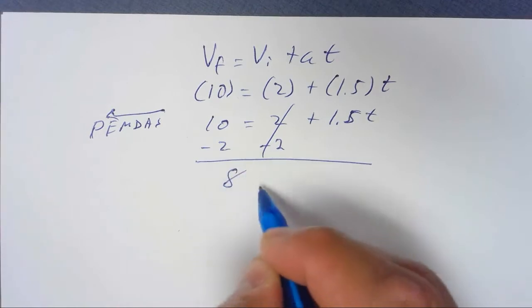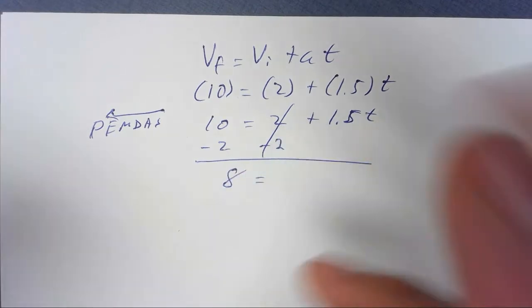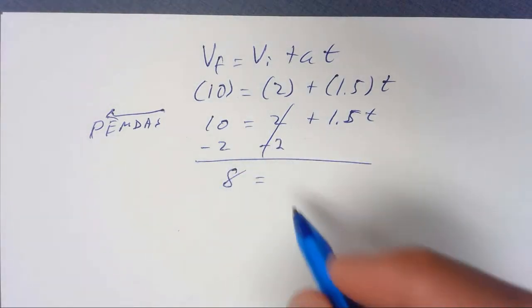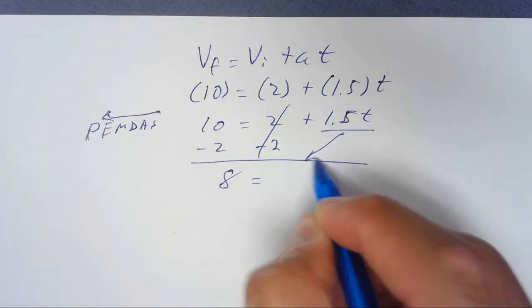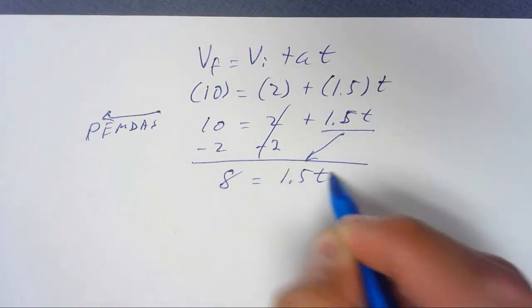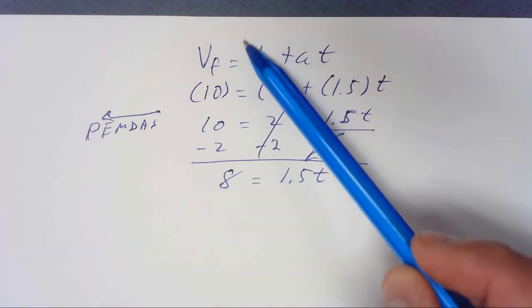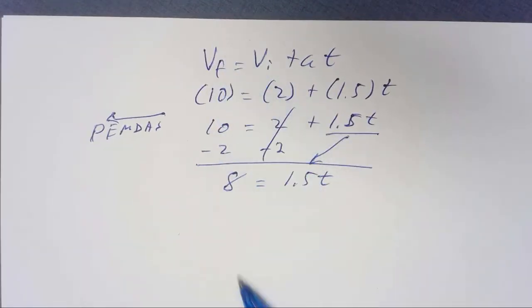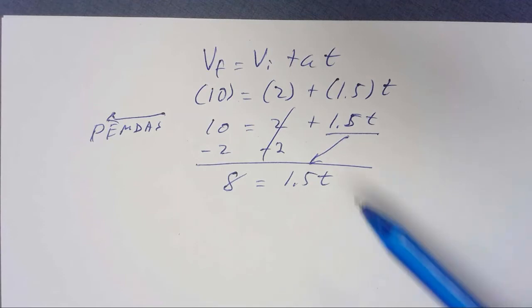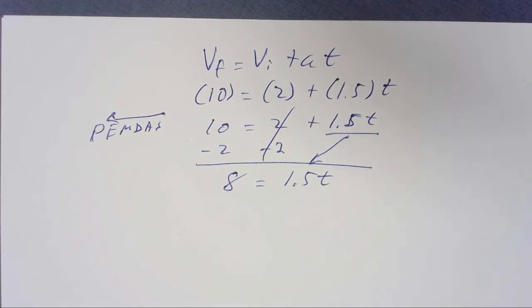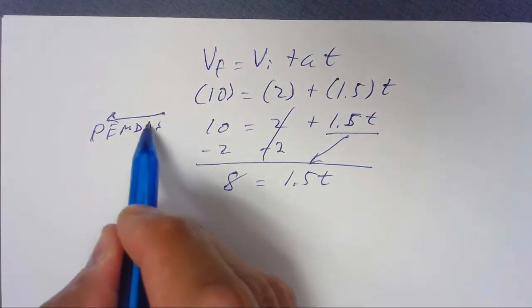10 minus 2 is 8. So I've basically moved the 2 to the other side. This side didn't change, so I'm going to bring it down. Make sure you have good algebra mechanics. Keep your equal sign in the middle. Separate your left side from the right side of the equation. Bring down to the next line whatever didn't change. All right, so we took care of our add and subtract.